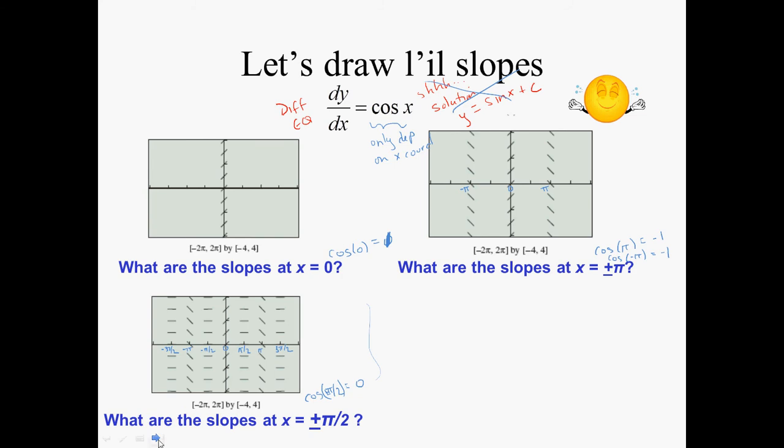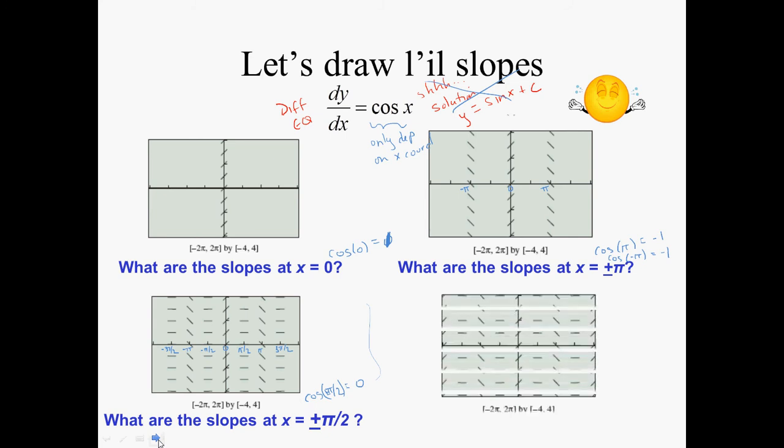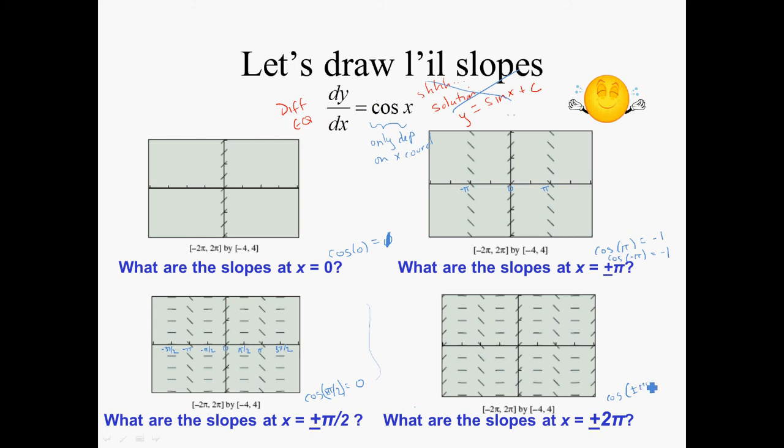Look at that slope field. Can you step back and look at that slope field? And then lastly I drew cosine of plus and minus 2 pi, of course, is 1. So there's all my slopes of 1 at 2 pi and negative 2 pi.